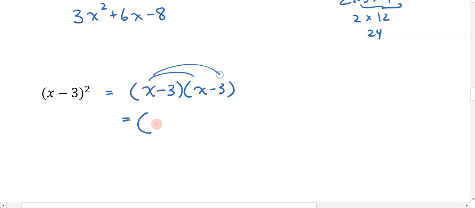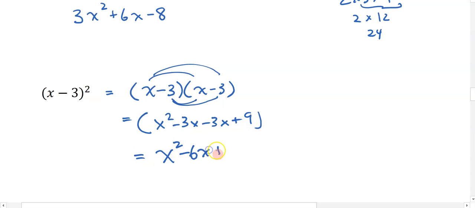The x would go to both, x squared minus 3x, and then the minus 3 would go to both. Minus 3x plus 9. Be careful, a negative times a negative is a positive, which gives me x squared minus 6x plus 9.